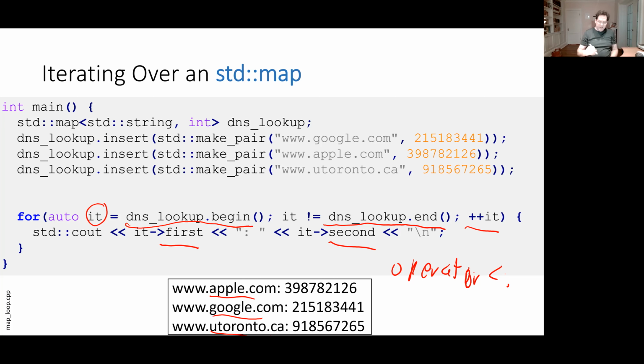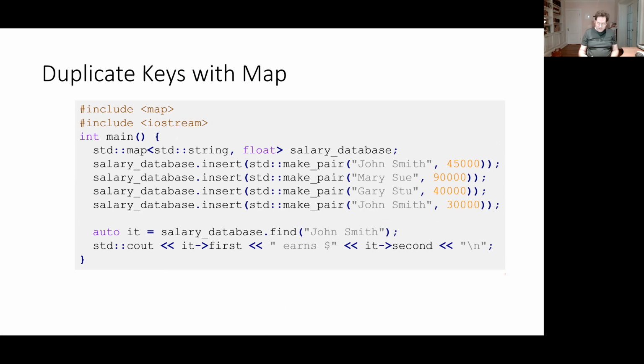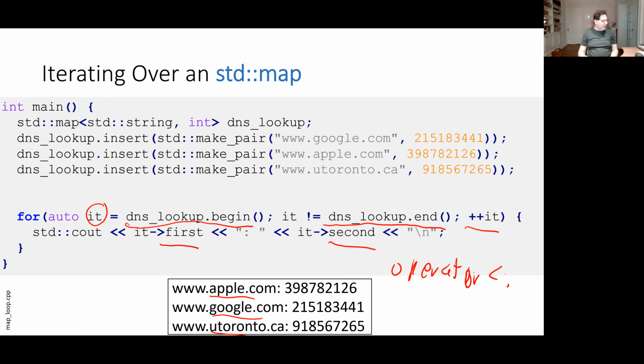Operator less than, which for strings is just alphabetical order. So they come out sorted in alphabetical order. Okay, so does it make sense? Any questions on that?